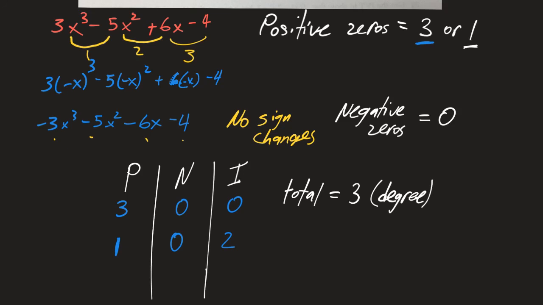Take a minute, go back, think about the rule of signs, and make sure that you understand how you could put the zeros together. And go back through that process and summarize it at the bottom of this page.